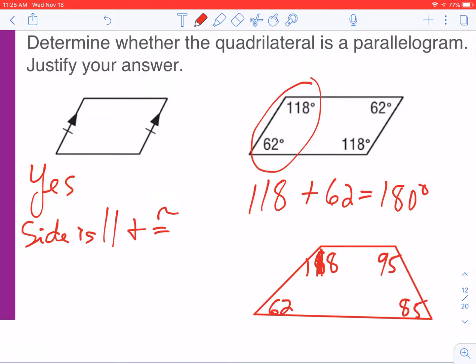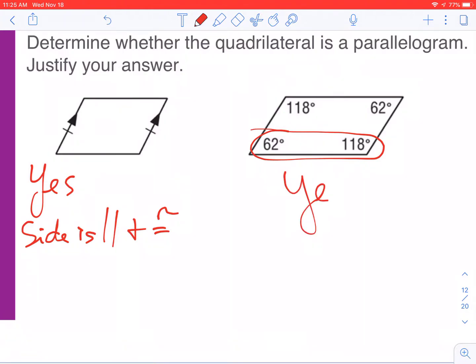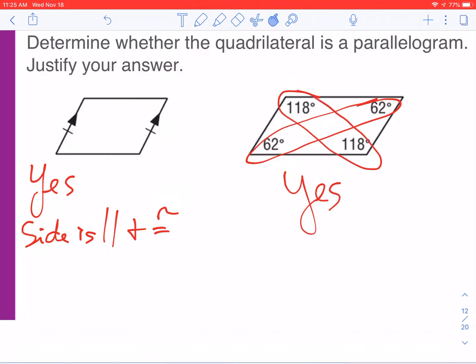Okay, so in the end, though, because both sides are supplementary, we're going to say yes, from what we learned the other day. Angles are supplementary. The other one I forgot to mention was that the opposite angles are congruent. Are these opposite angles congruent? Yes. Are these opposite angles congruent? Yes.